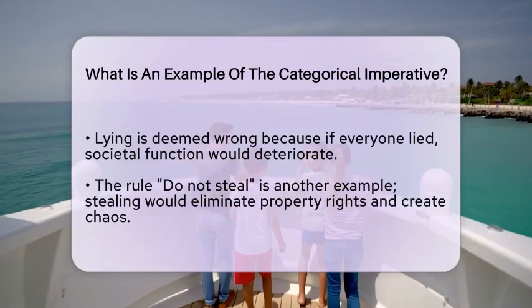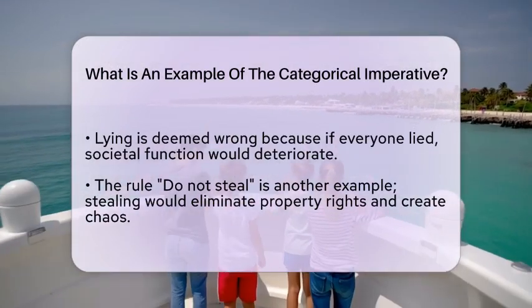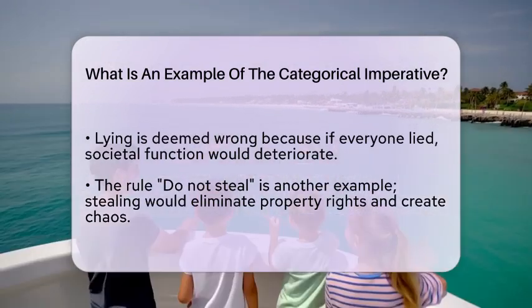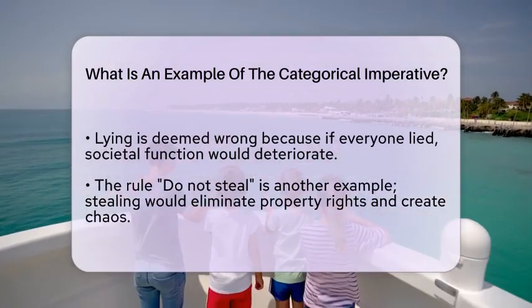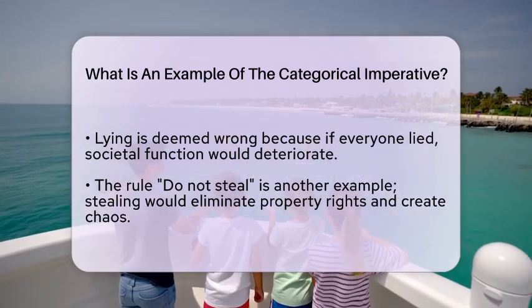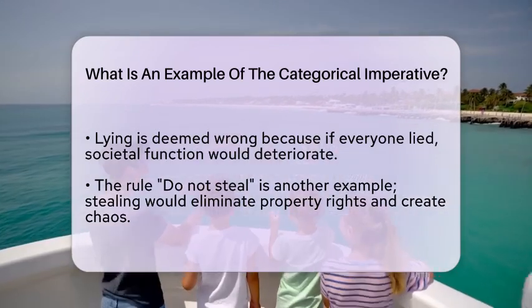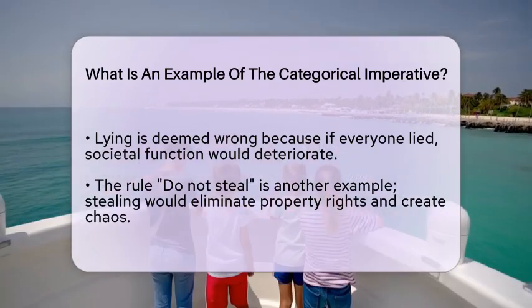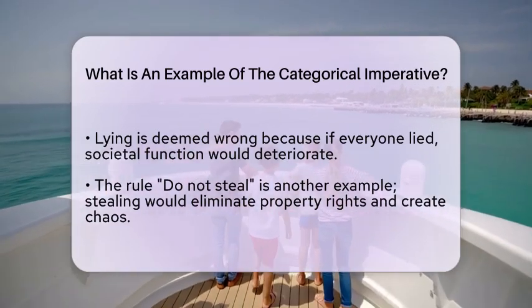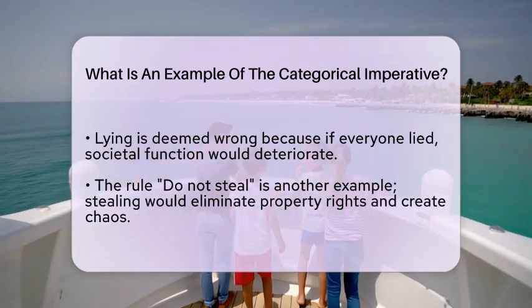Another example is the rule "do not steal." Kant argues that stealing is wrong because if everyone stole, property rights would vanish, leading to chaos. The categorical imperative requires you to act in ways that would allow society to function if everyone behaved the same way.